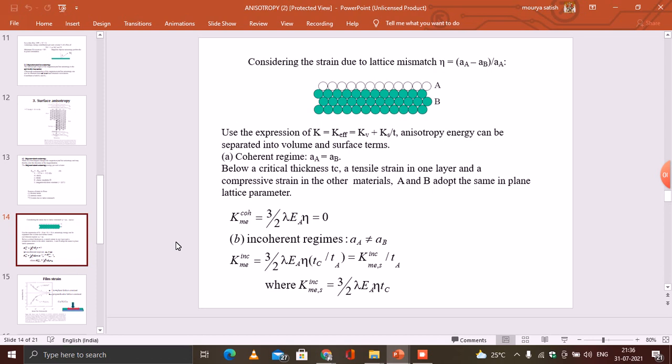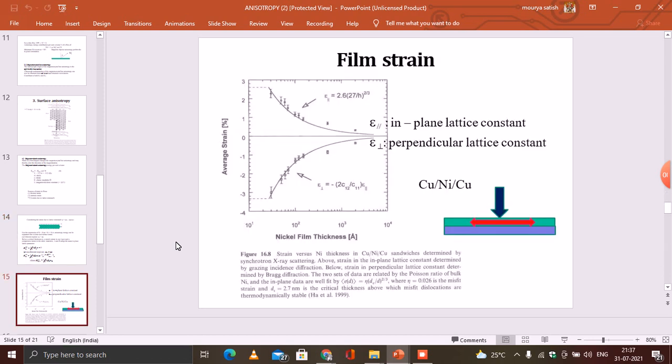K coherent is equal to 3 by 2 lambda E, with nu equal to 0. Incoherent regime, where Aa is not equal to Ab: K incoherent is equal to 3 by 2 lambda E Aa, nu Tc by Ta, so that K incoherent by Ta, where K incoherent is equal to 3 by 2 lambda E Aa, nu Tc.